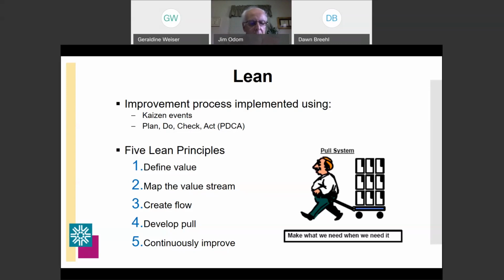It's going back and looking at how you can provide more value, how you can take more waste out of the process, how you can better create flow and pull. And so you're continuously trying to improve that process every day. So that's the 5 lean principles. Jerry, if you want to go to the next slide.